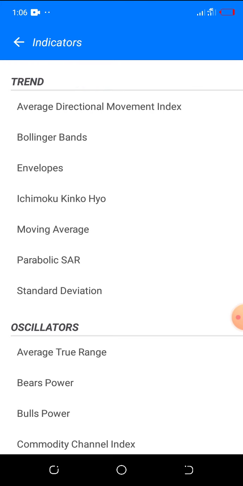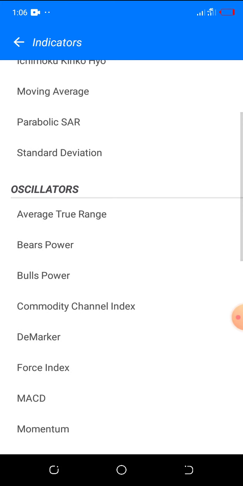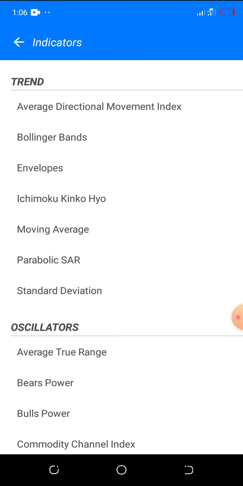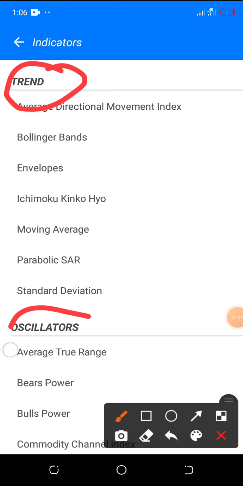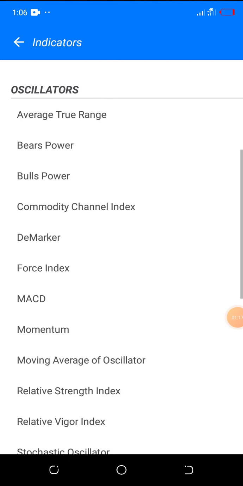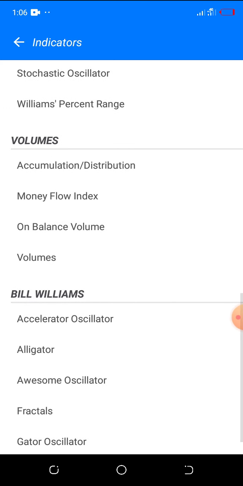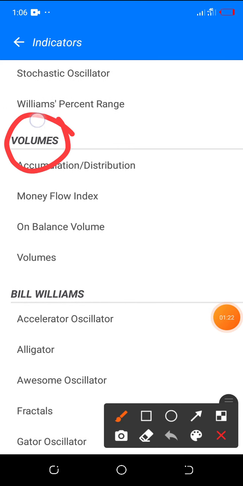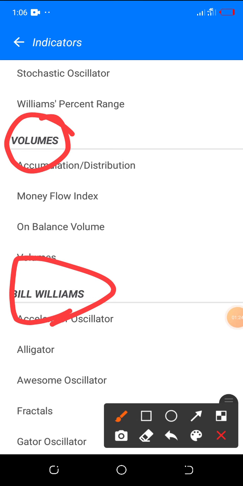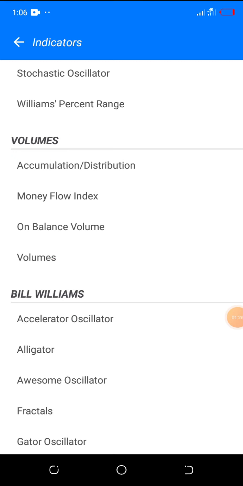Actually, this is not the ultimate classification of indicators, but because this is what we have on our mobile MT5, I'm going to be using this to explain the function of trend, the function of oscillators, then the function of volume and Bill Williams. You see, if you know the function of these things, it will be easy for you to use an indicator effectively. You will know what the indicator is saying.